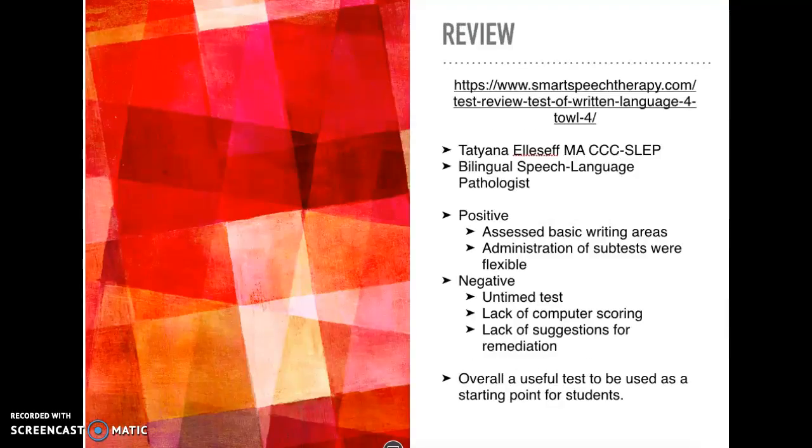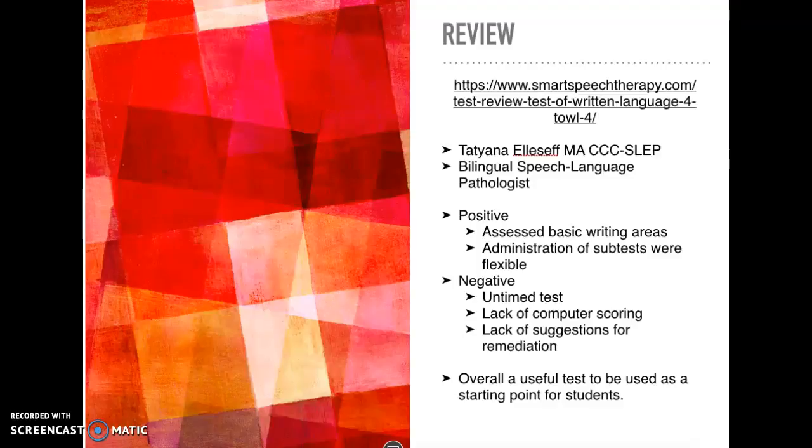The objective review I read was from smartspeechtherapy.com. The reviewer's name is Tatiana Eliseff, and she is a bilingual speech-language pathologist. Her overall impression of the test was that it was a useful test to have in her toolbox because it found the weaknesses in a student's basic writing skills, such as simple vocabulary, sentence construction, writing mechanics, and punctuation.